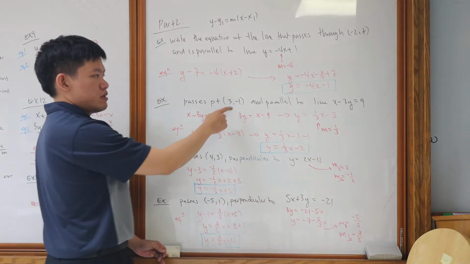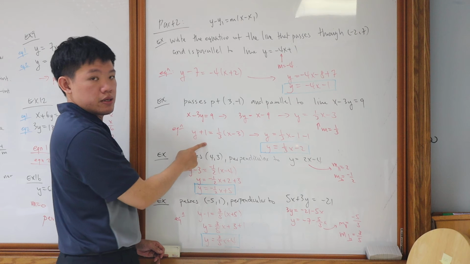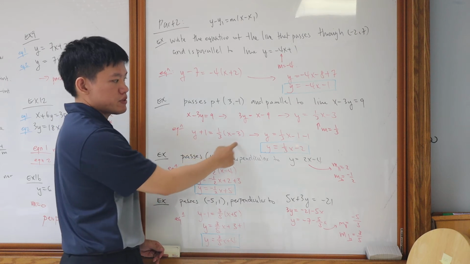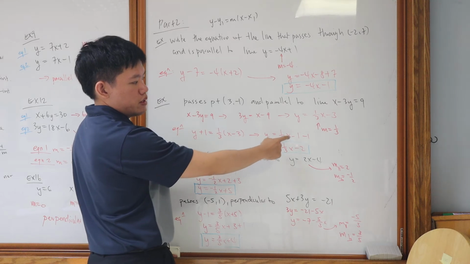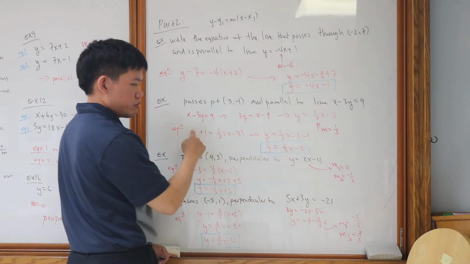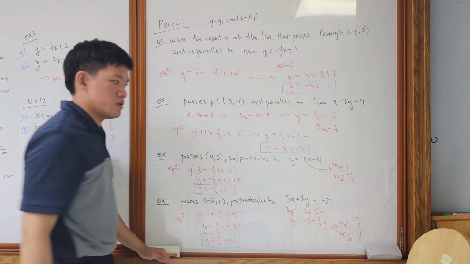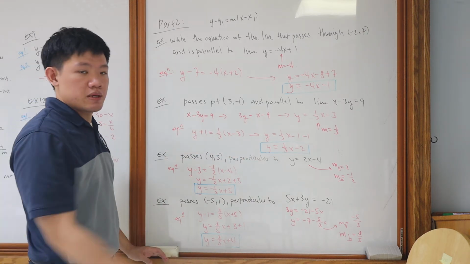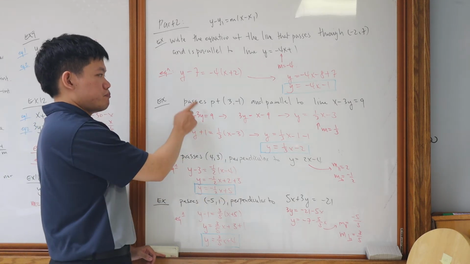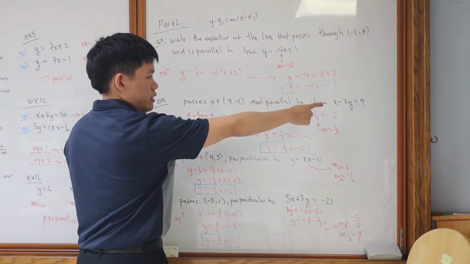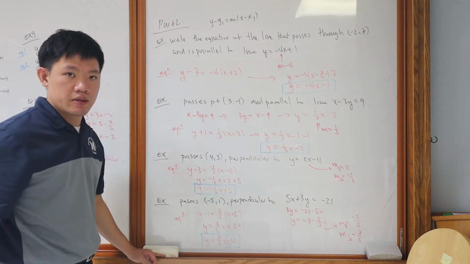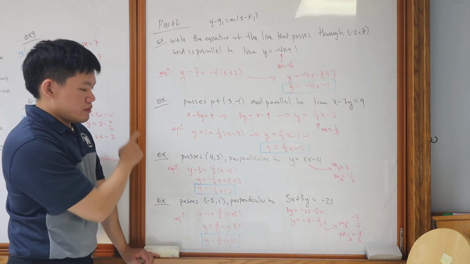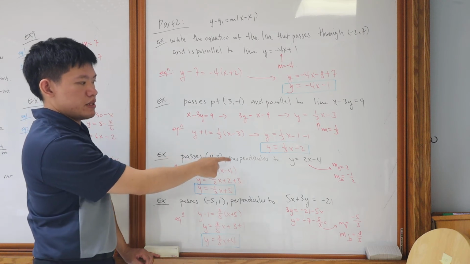Now remember, we're given a point and we know the slope, so we can write it in point slope form. So y plus 1 is equal to 1/3 times x minus 3. Just by rearranging this equation, we get y is equal to 1/3 x minus 2. So that's my equation that will be parallel to this line and passes through (3, -1).